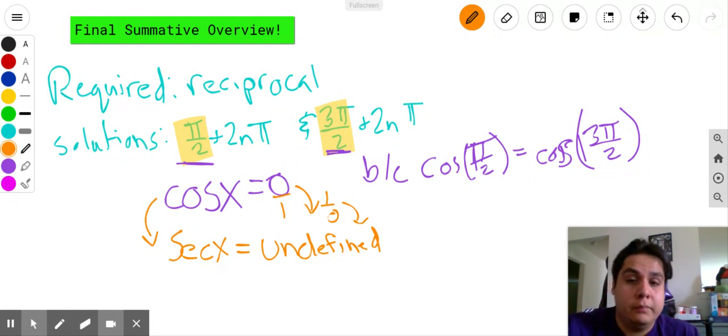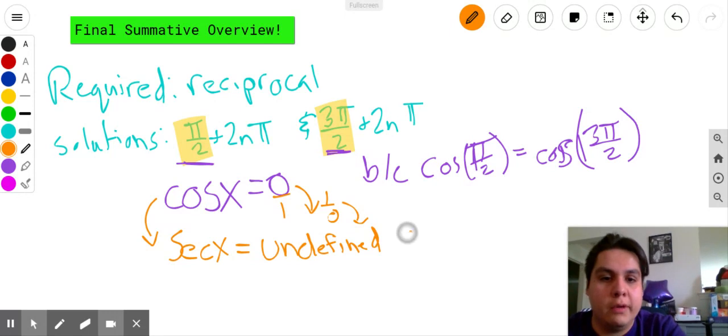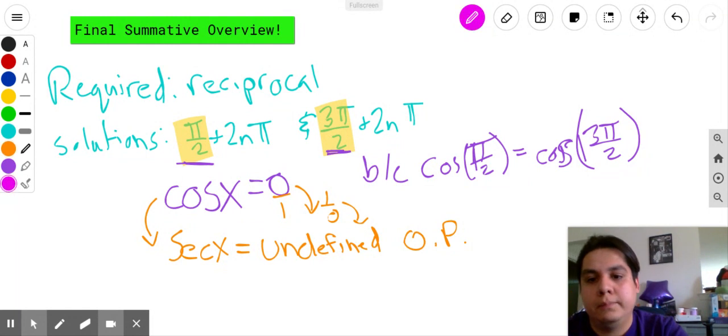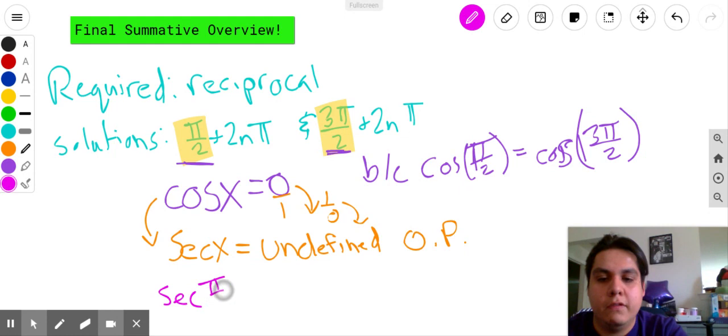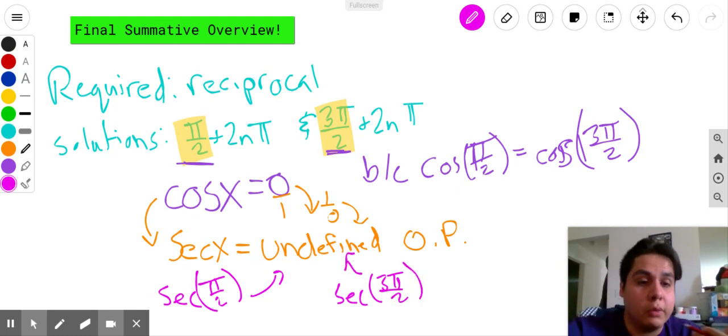So bare minimum, that could be a problem that works as long as you also check yourself. So at this point, if you say this is the original problem, so call it OP, then you need to make sure that secant of pi over 2 will be undefined. And you want to make sure that secant of 3 pi over 2 is also undefined. So you need to show those calculations.